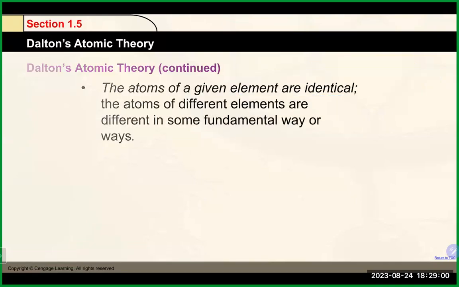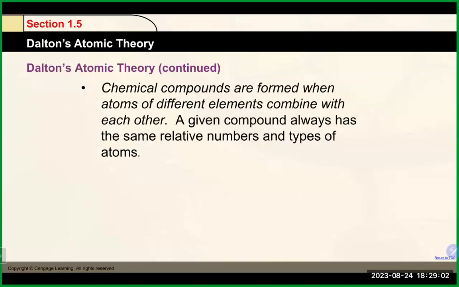Some other parts of his atomic theory, and you should know the main parts here, obviously. Chemical compounds are formed when atoms of different elements combine with one another. A given compound always has the same relative number and types of atoms. So like what we were just talking about with the multiple proportions, when they do come together, they come together in that same mass ratio of what you would expect. Even different compounds with the same elements will have that same whole number ratio of how they come together.